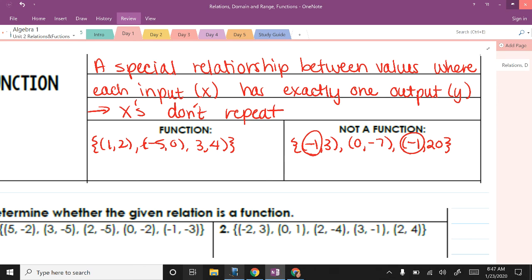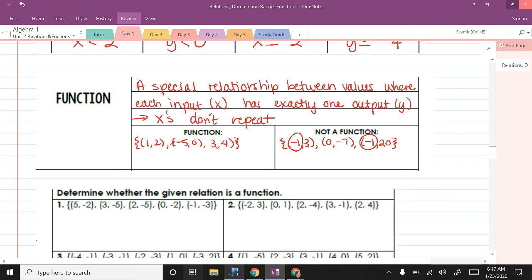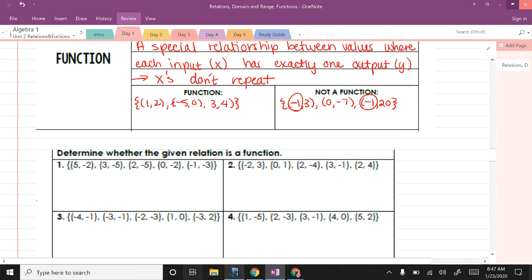Okay? So if you ever see a relation, which is just a set of ordered pairs, and the x's repeat, it is not a function. If the x's are all different, then yes, it is a function. It's that simple. If any of the x's repeat, it's not a function. You don't even look at the y's. They'll just confuse you. Just look at your x's.